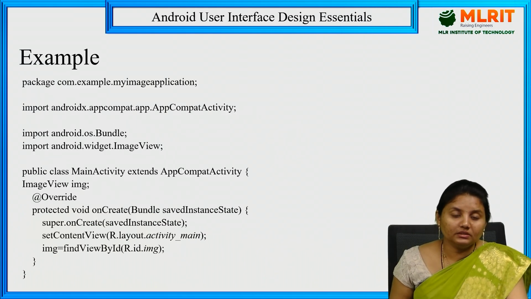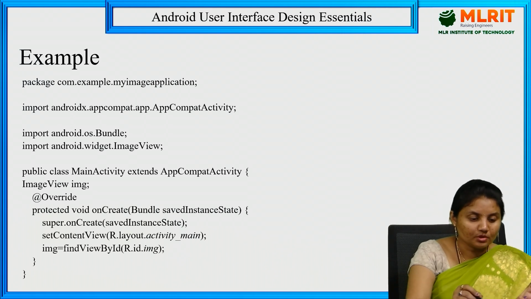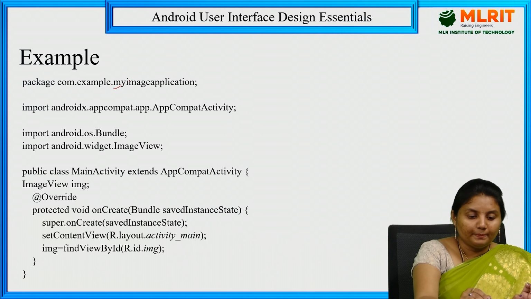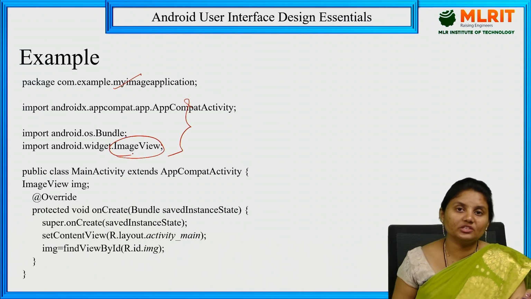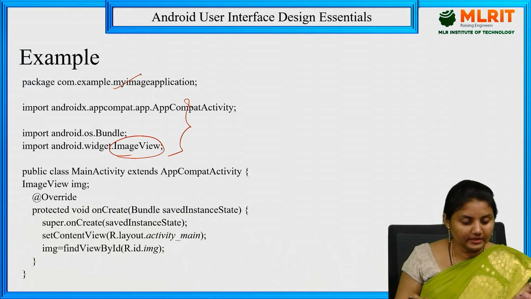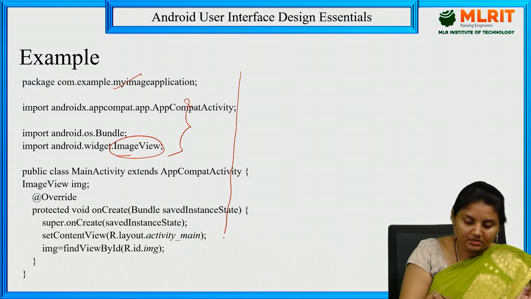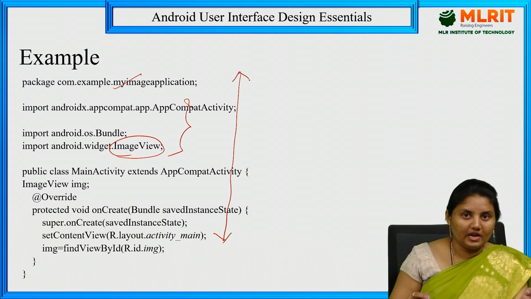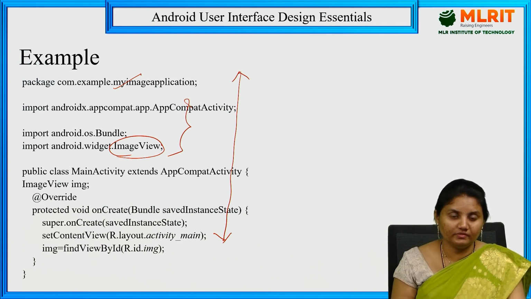Now, package, this is the example for getting your image into your MainActivity.java. All these are the packages and libraries that are required. Here we are using the widget called ImageView, so we are taking that. Then after setContentView, up to here, this is common for each and every program. We have discussed it multiple times. If you want, you can go and check the previous sessions.